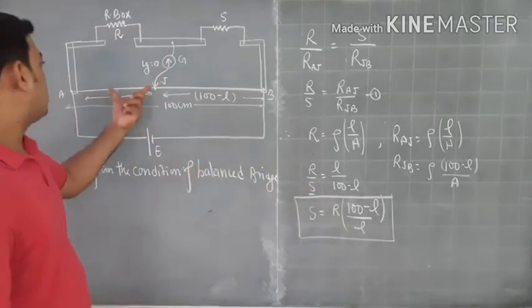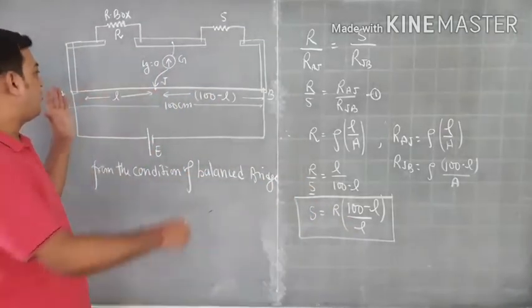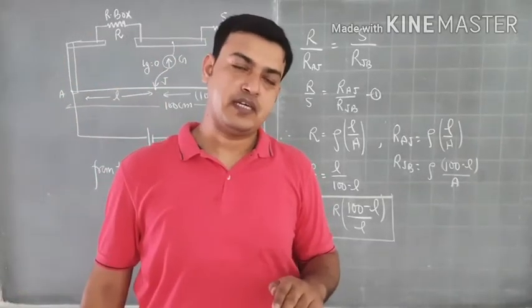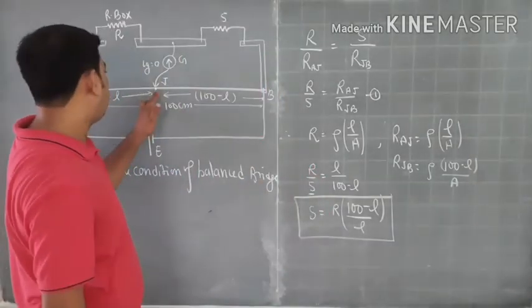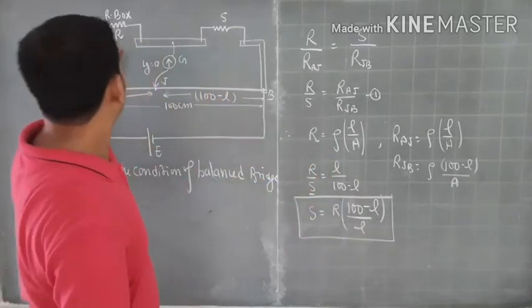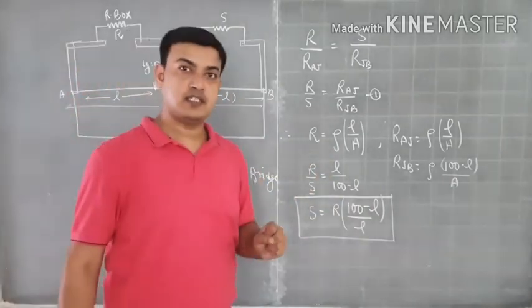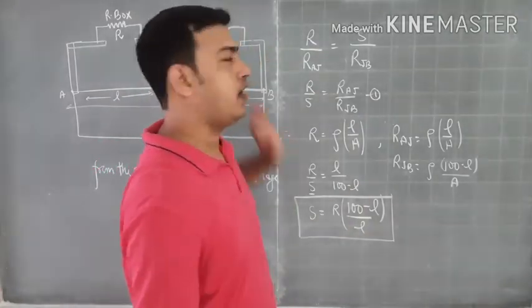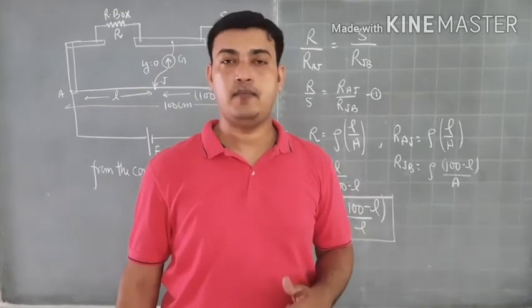Once you know the balancing point, since I told you that this wire is placed just over a wooden meter, we can easily find out the length from this terminal. So once you know L, and once you know the resistance applied from the resistance box, we can easily find out the resistance of this unknown wire with the help of the meter bridge.